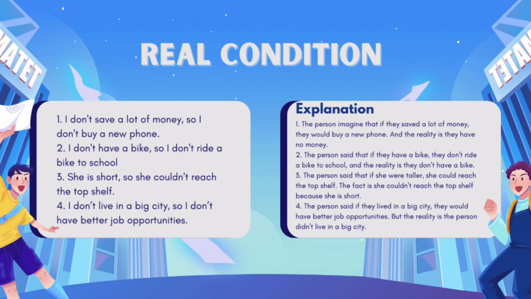Number 4. I don't live in a big city, so I don't have better job opportunities. The explanation: the person said if they lived in a big city, they would have better job opportunities. But the reality is the person doesn't live in a big city.